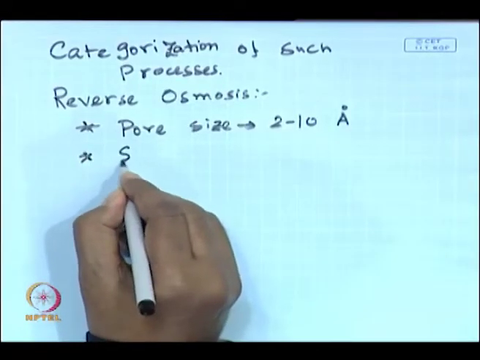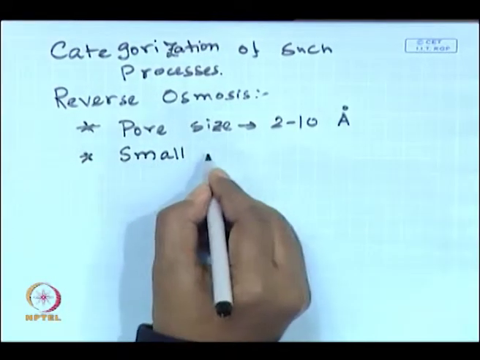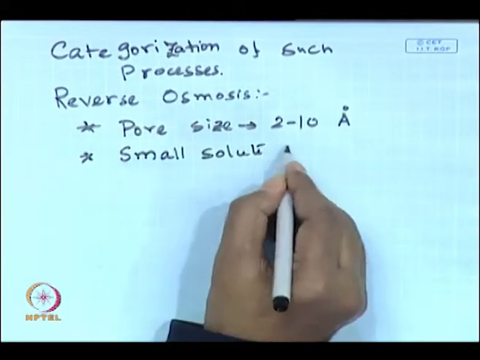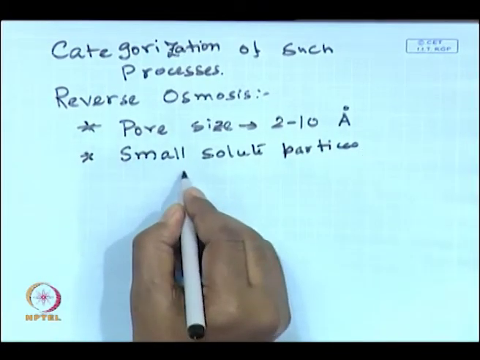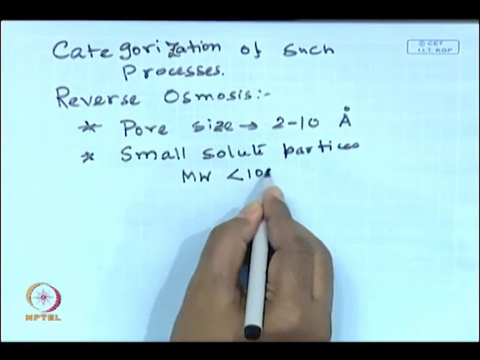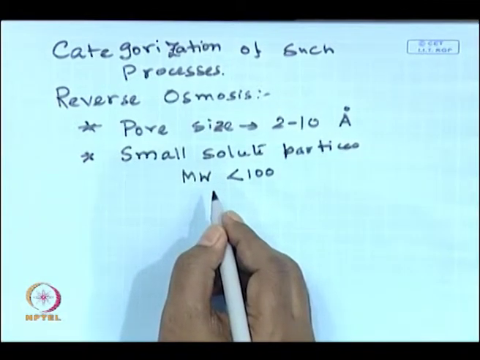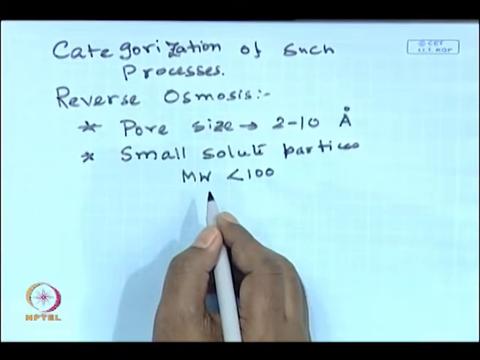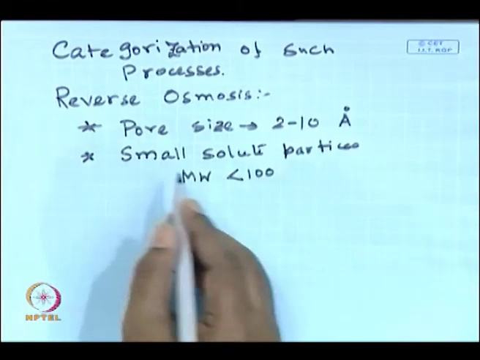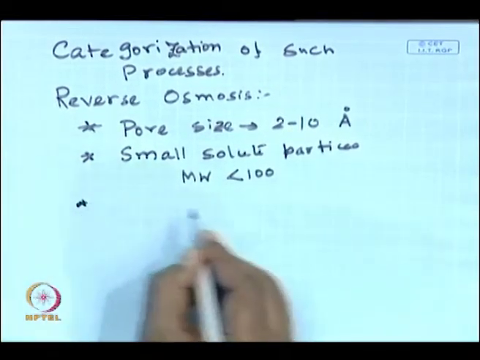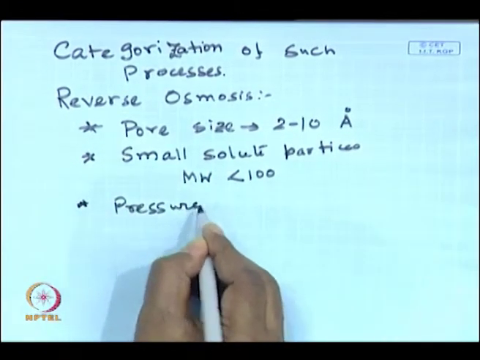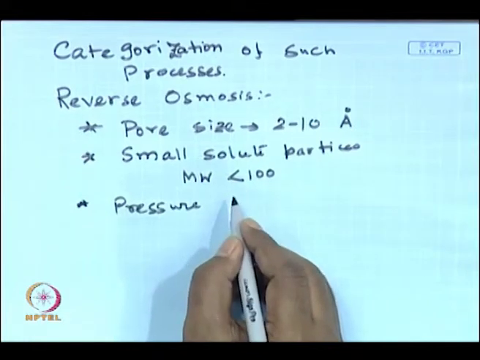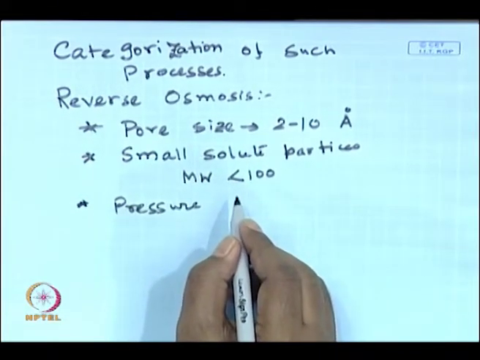molecular sized material. Okay? That means you are going to separate small solute particles which will be having a molecular weight typically less than 100. That means various types of salts. Okay? Sodium chloride has a molecular weight around 58.5. Now, since the pore sizes are very small, the osmotic pressure will become predominant in such cases.